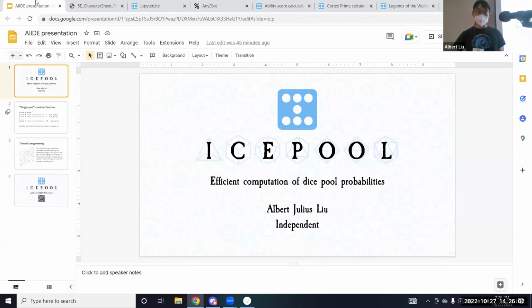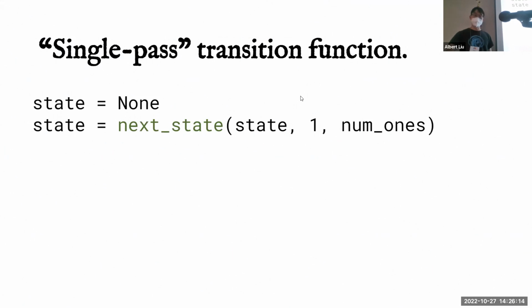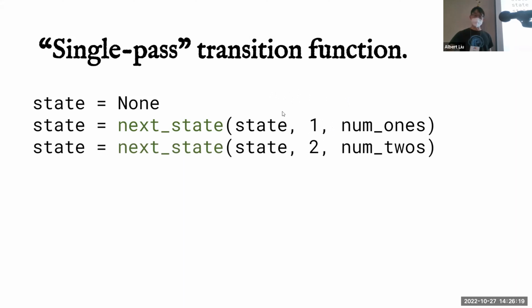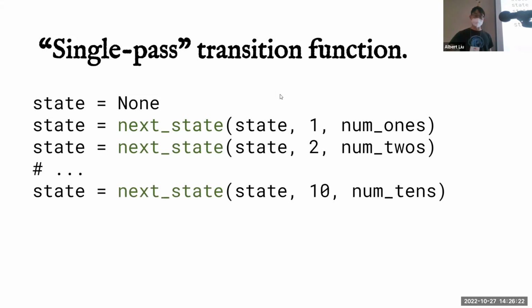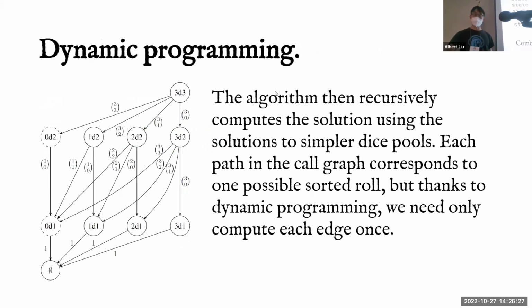Okay, how does this work? Here's a brief explanation. You provide what I call a single pass transition function. Basically, you start with a default state, and the transition function sees how many ones you got, how many twos you got, and iteratively updates until you reach all the numbers. Combine this with the dice pool you want to evaluate, and then we have the dynamic programming algorithm that recursively computes the solution using solutions to simpler dice pools, that is, fewer dice and/or fewer faces.